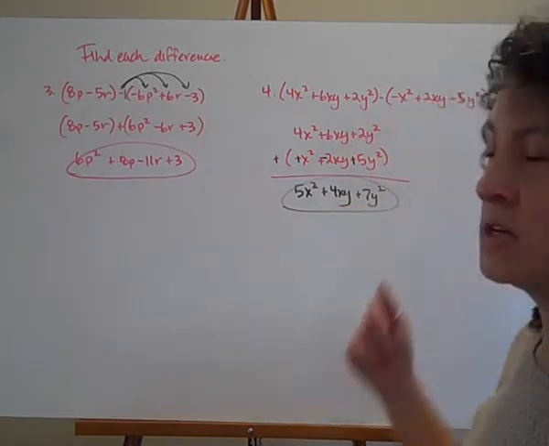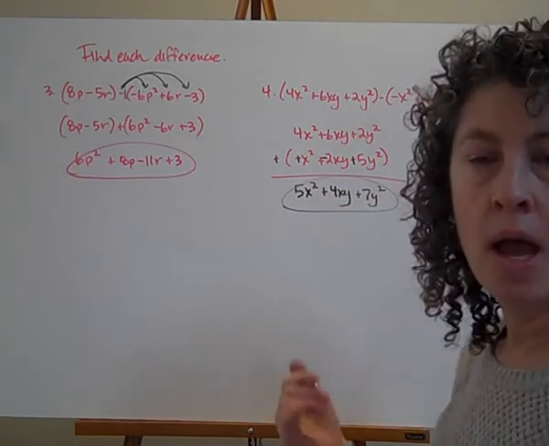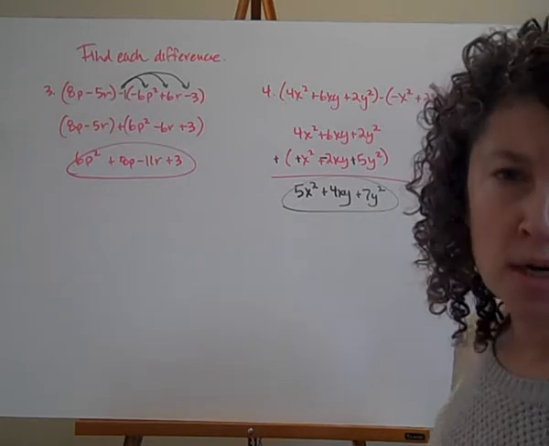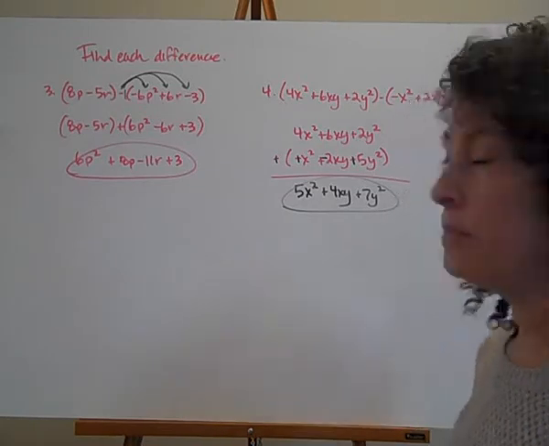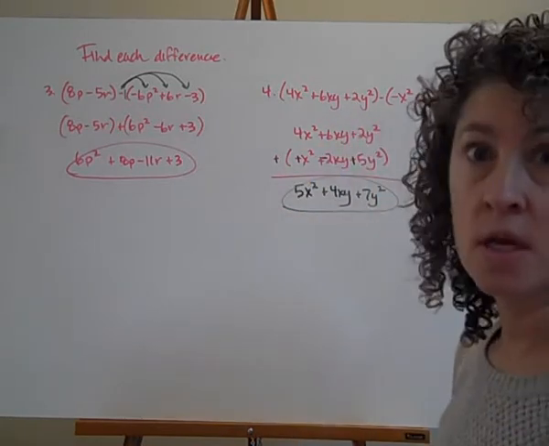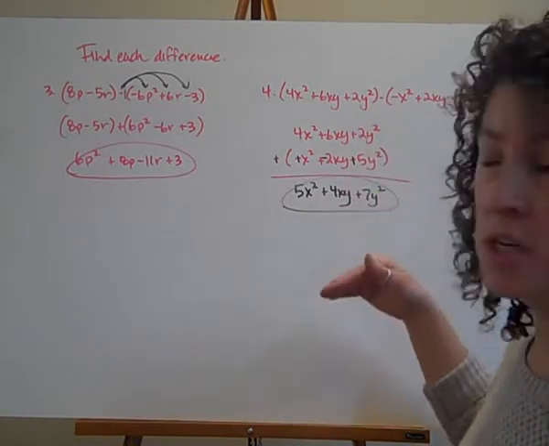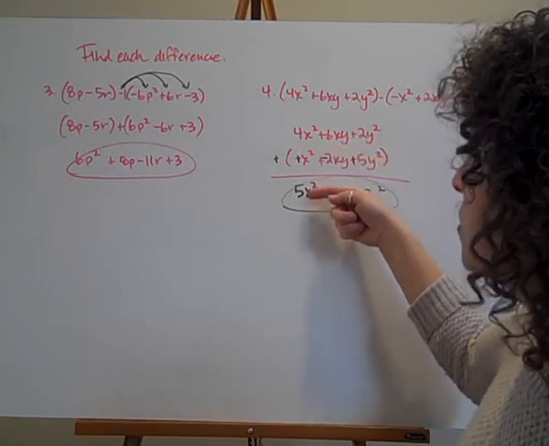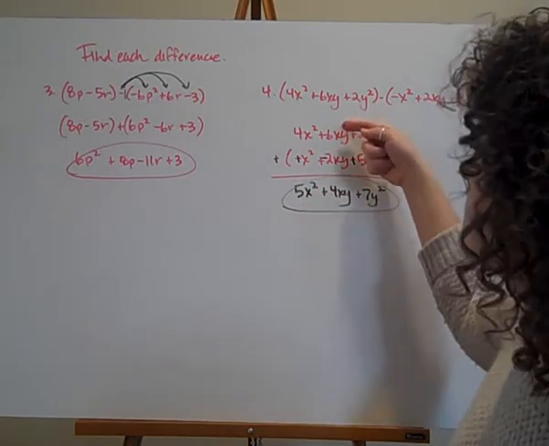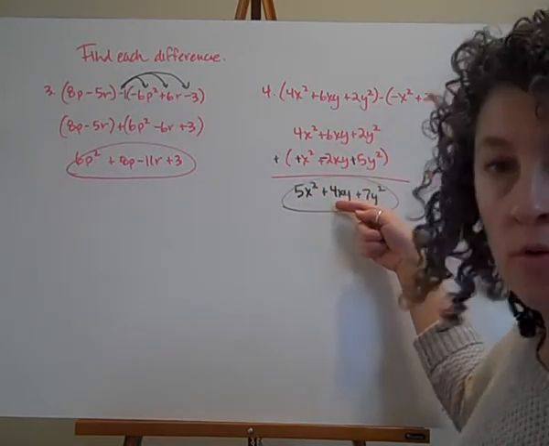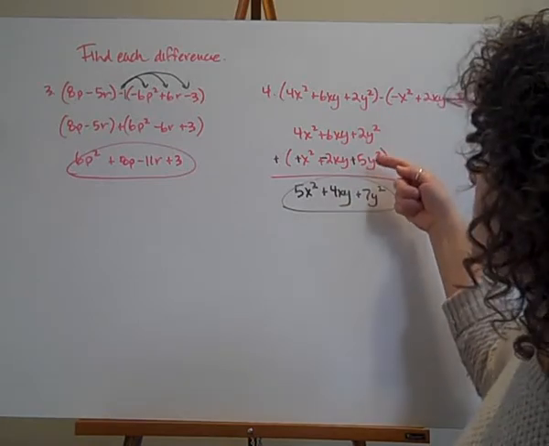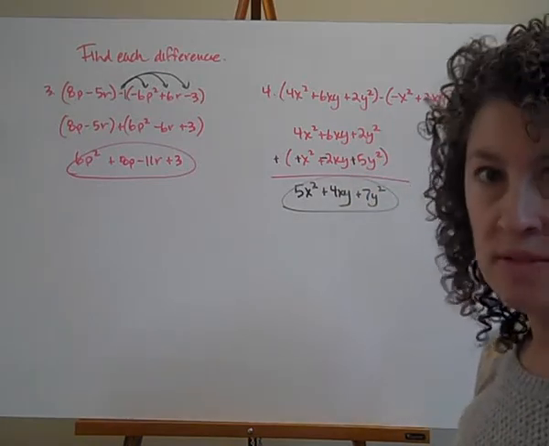This should look like our systems of equations, when we were adding two equations together or subtracting two equations to eliminate a term. That's pretty much what this feels like, the same kind of pattern. So now it's addition, so I can just add down. 4x squared plus x squared gives me 5x squareds. 6xy minus 2xy gives me 4xy. And 2y squared plus 5y squared gives me 7y squared.